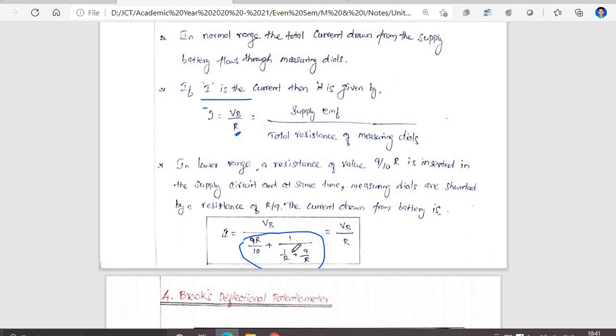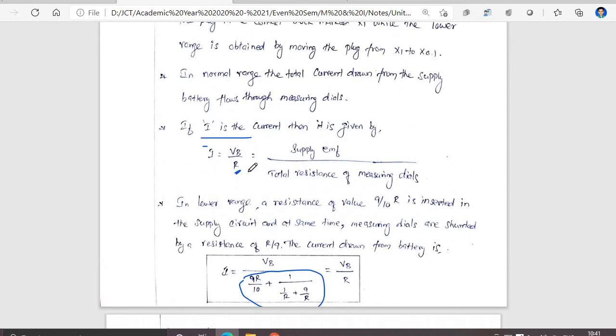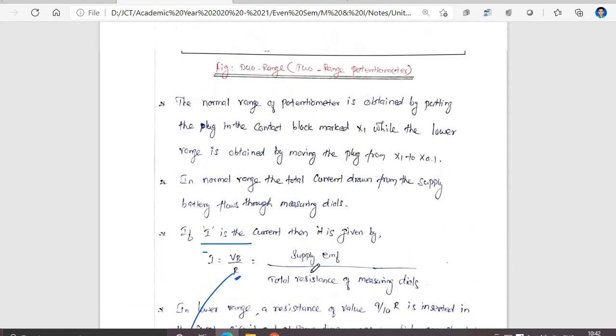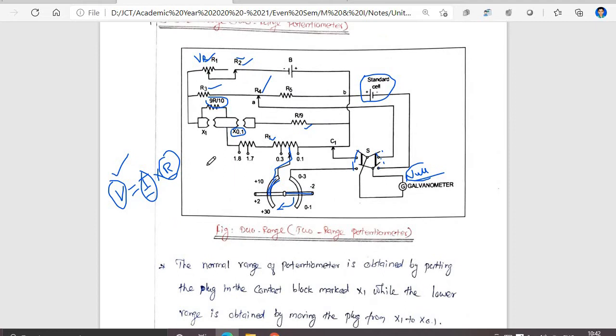So first, I equal to V by R, the same formula. Here R can be replaced by 9R divided by 10 plus 1 divided by (1 by R plus 9 by R). How these values came here, just see the diagram. Here 9R by 10 is the first resistance value, and it is connected in series.